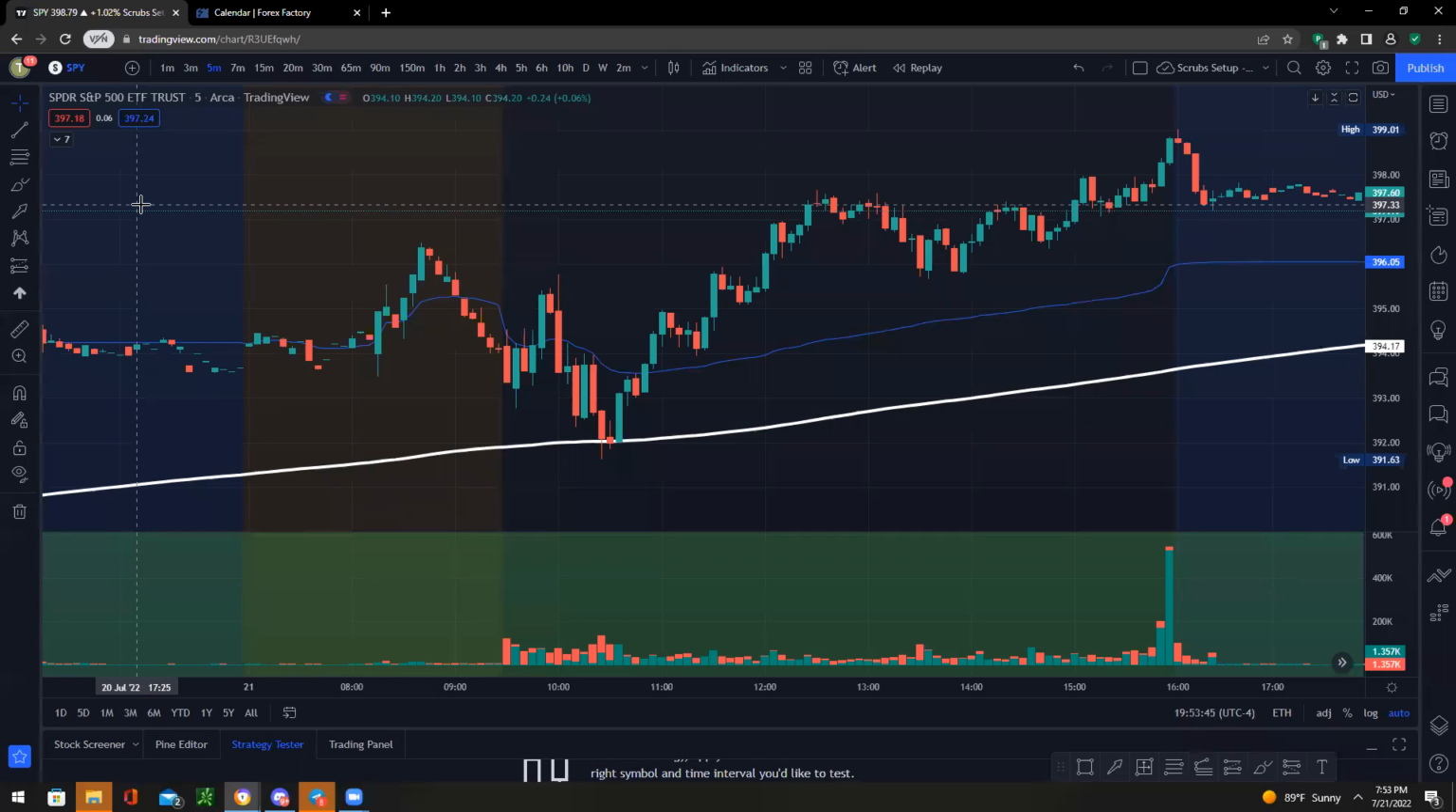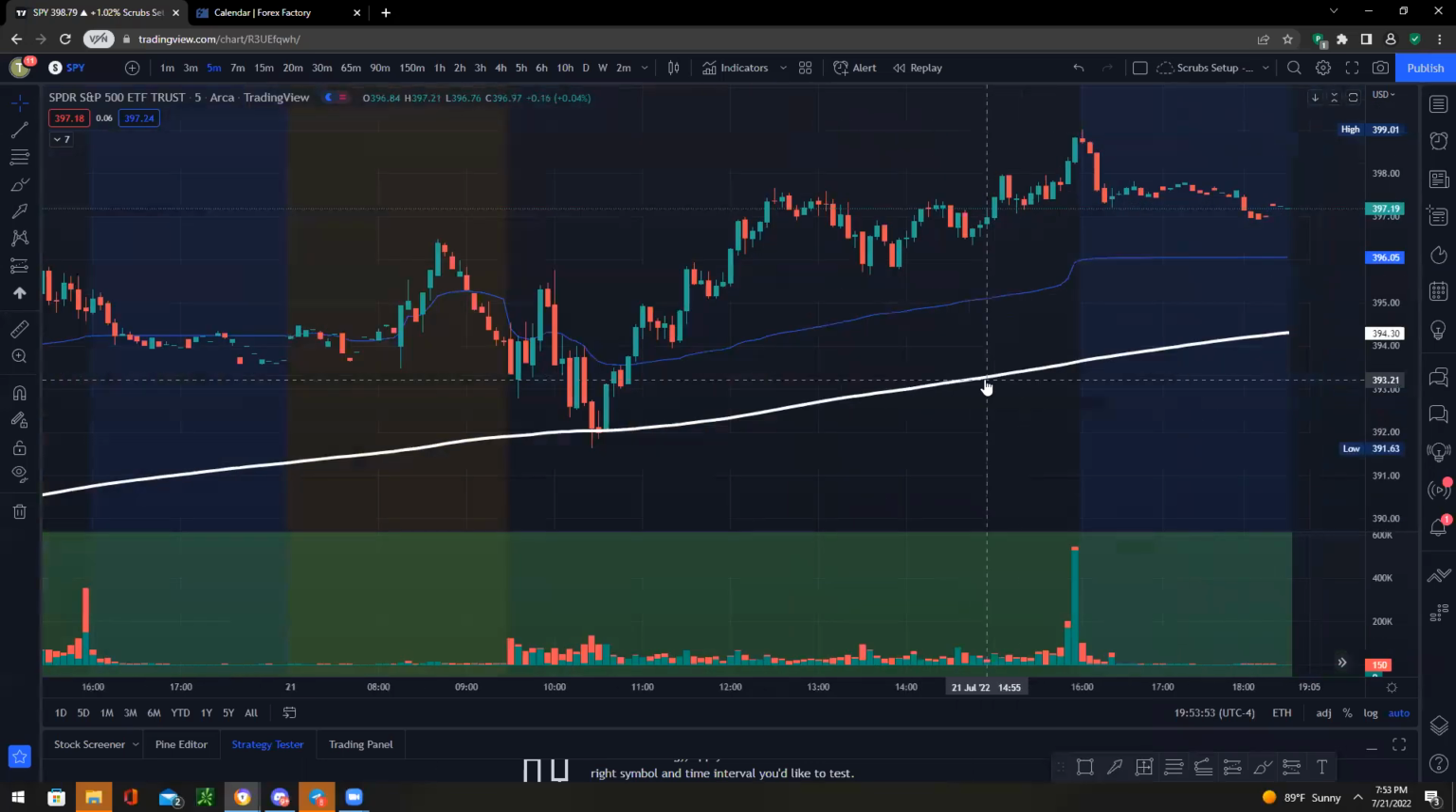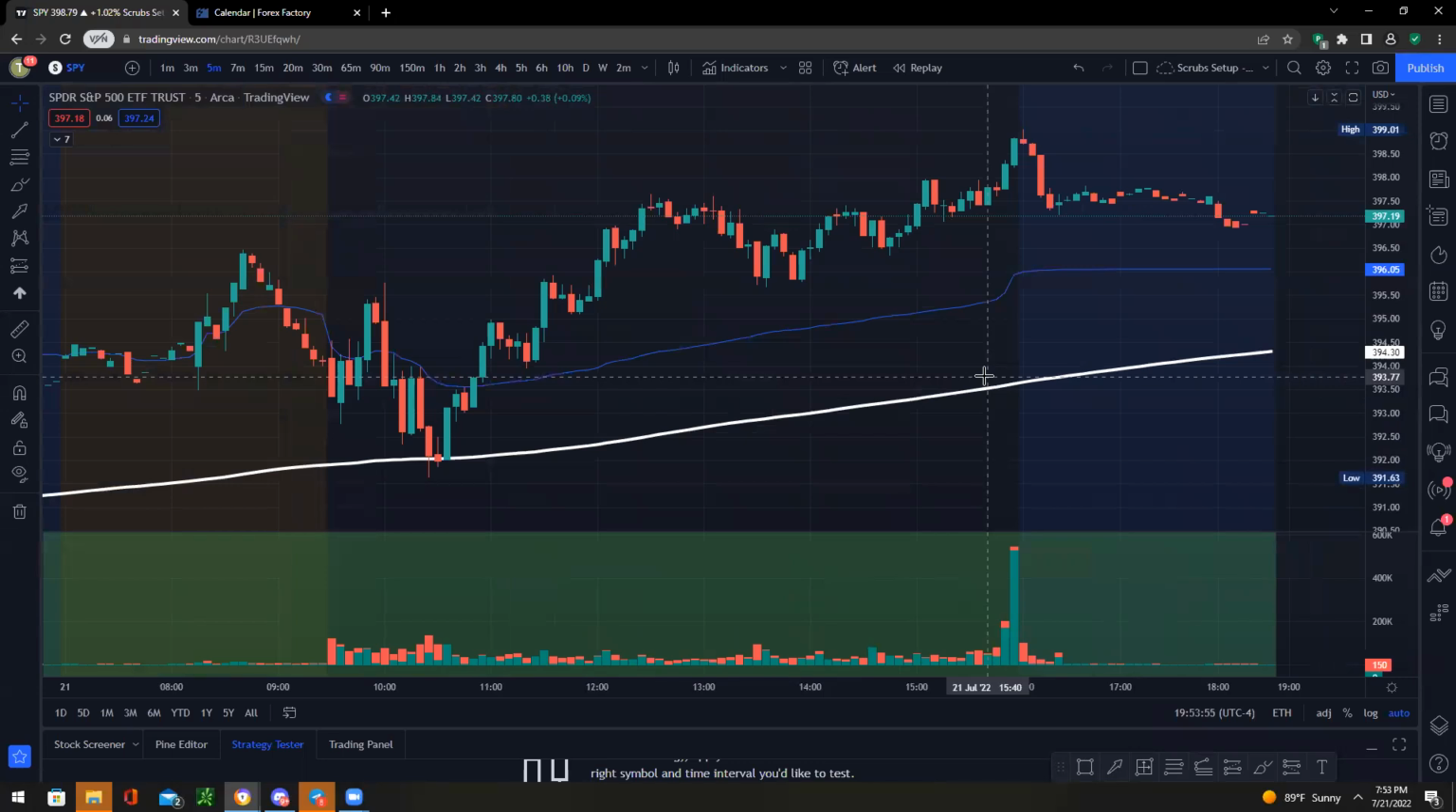Personally, do you think SPY is looking bullish or bearish? I have no opinion because I trade both sides. But I am looking a little bit more bullish.